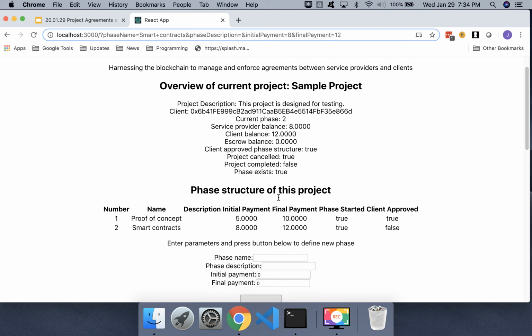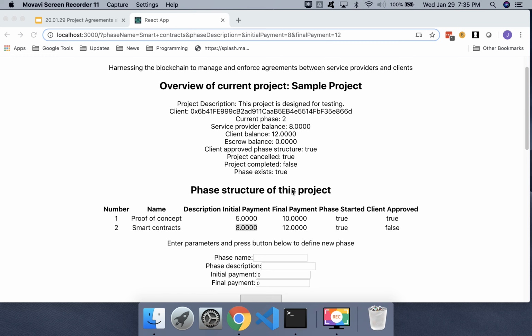The reason is that the initial payment was 8 ETH and the final payment was 12 ETH. So that initial payment of 8 ETH was committed to the service provider at the time of the start of the project, while the final payment was only paid on approval, and if the client did not approve the job, then the client gets the 12 ETH back. And of course, those numbers could be subject to negotiation between the two parties: how much of each phase is comprised by initial and final payment.